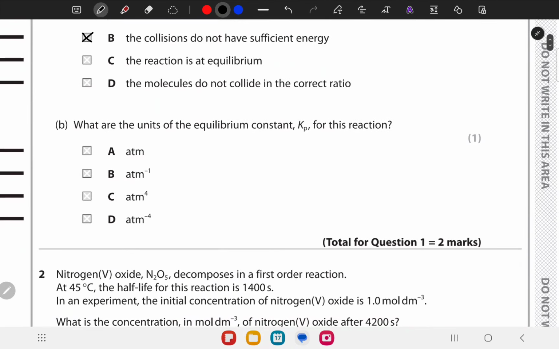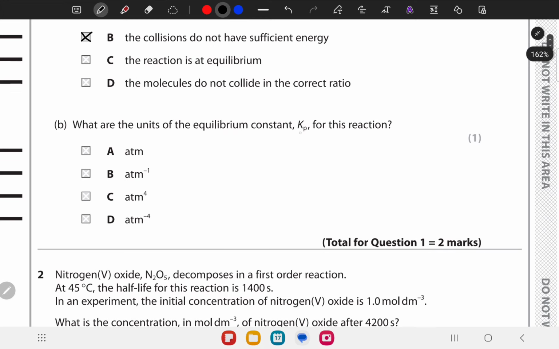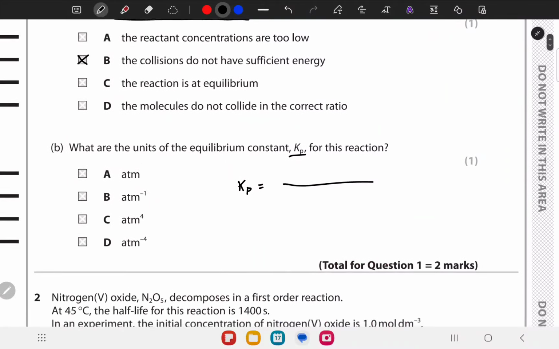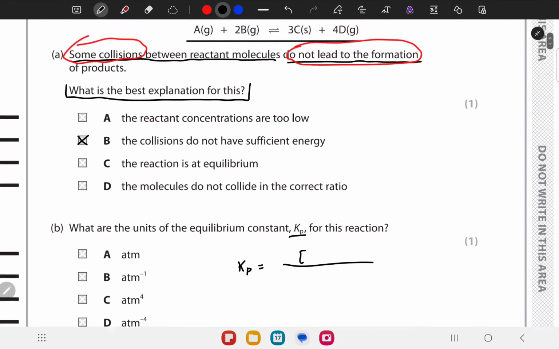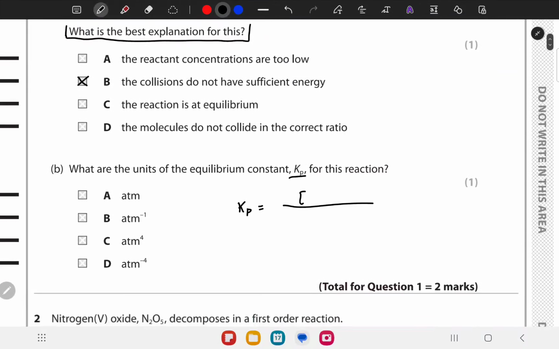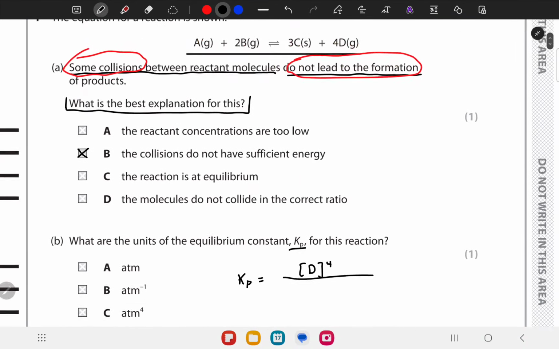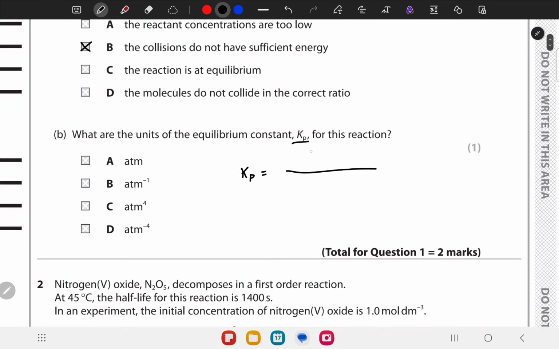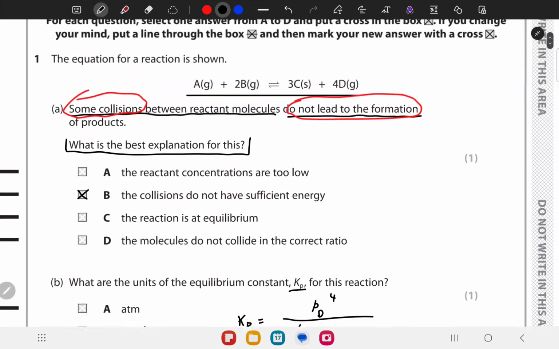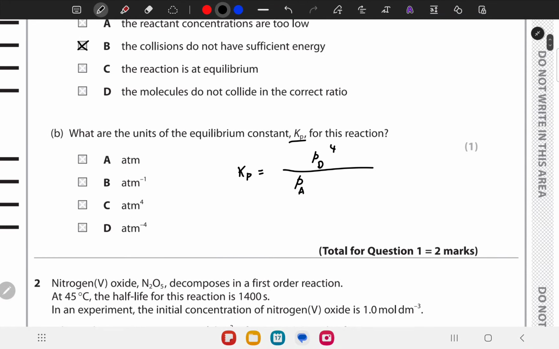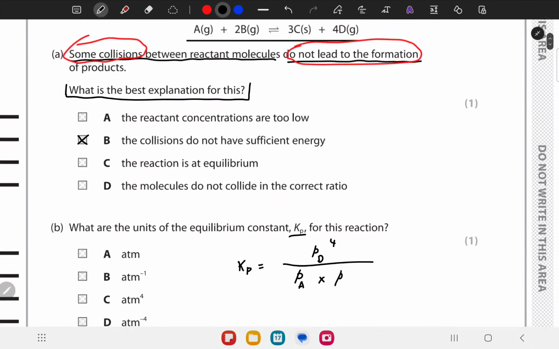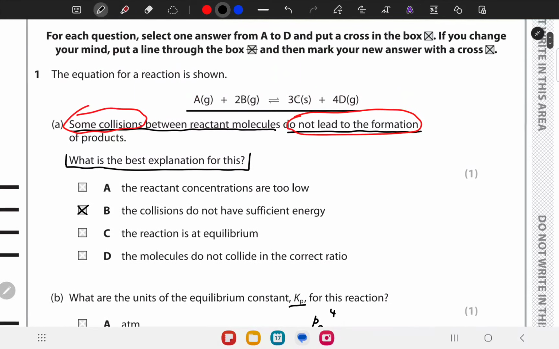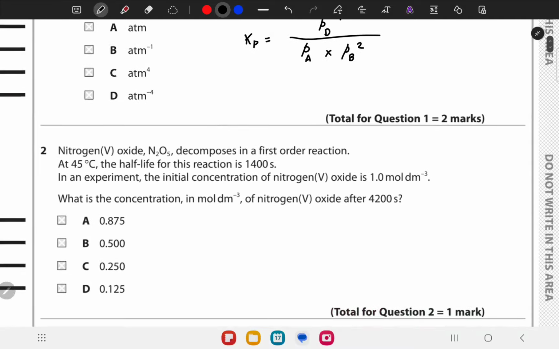Now in question B, we are asked for the expression for the equilibrium constant Kp. Kp over here will be the partial pressure of D to the power 4, divided by the partial pressure of A times the partial pressure of B squared. We won't consider C because it's a solid, so it won't have a pressure.